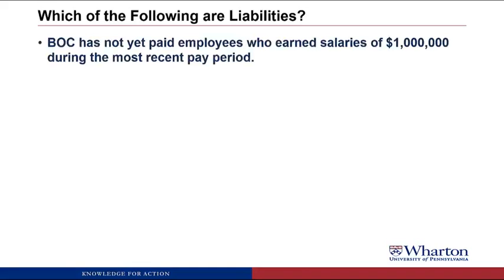BOC has not yet paid employees who earned salaries of $1 million during the most recent pay period. This one would be a liability. There's an obligation based on benefits we've received. The employees have worked for us, so we've got the benefit of their services. The amount we owe them is reasonably certain. If we had any questions about it, the employees would surely let us know how much we owe them. So there's an obligation based on past benefits. We know the amount. We need a liability. We'd call this salaries payable, and the amount would be $1 million.